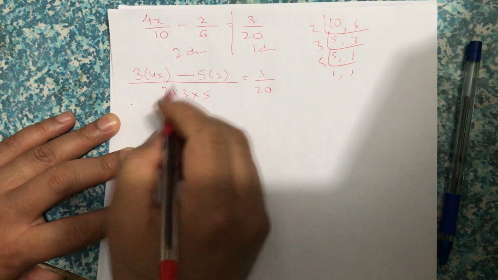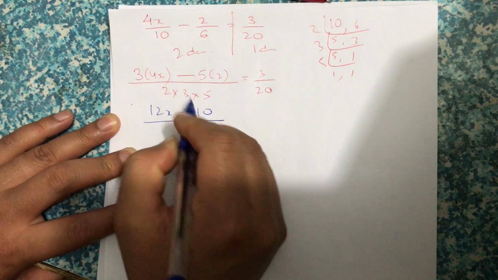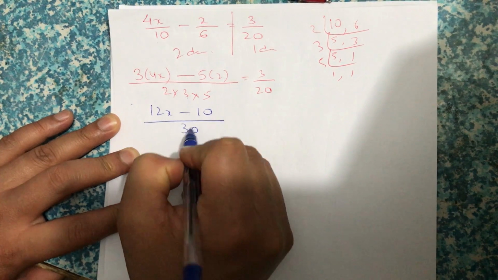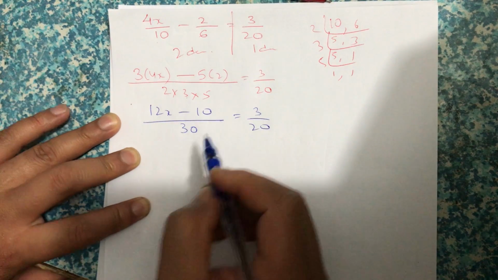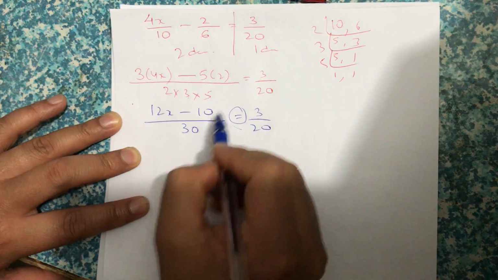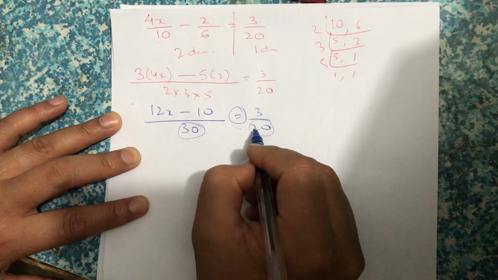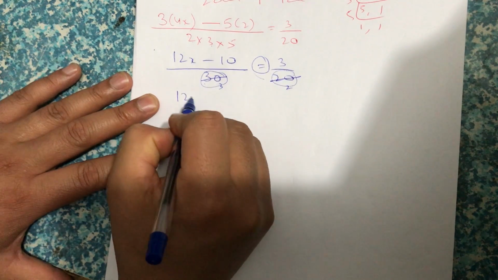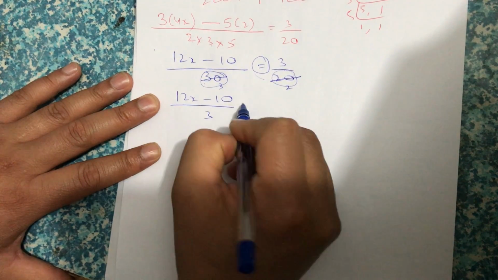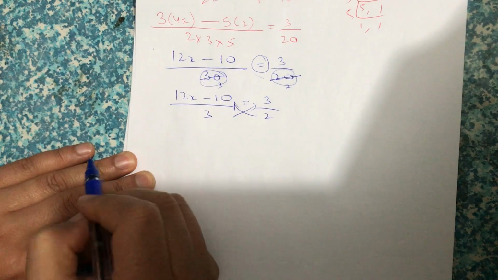Is that okay? So then what do I get? 3 4s are 12x minus 5 2s are 10, divided by 2 3s are 6, 6 5s are 30, and then this will be equal to 3 by 20. Now we can cross multiply because I have an equals to and one denominator on both sides. But before that I can cancel them. 10 2s are 20, 10 3s are 30. So I'm left with (12x minus 10)/3 is equal to 3 by 2. Now this 2 will multiply this, 3 will multiply this.